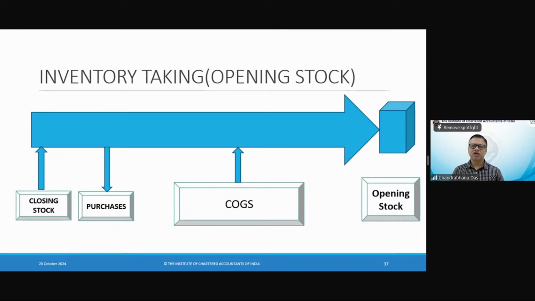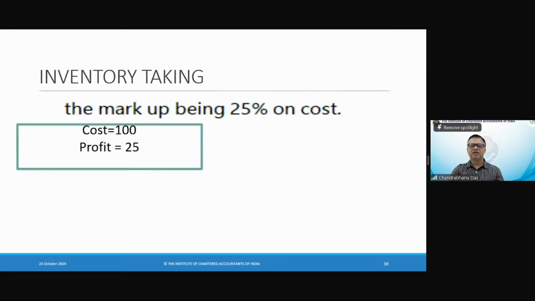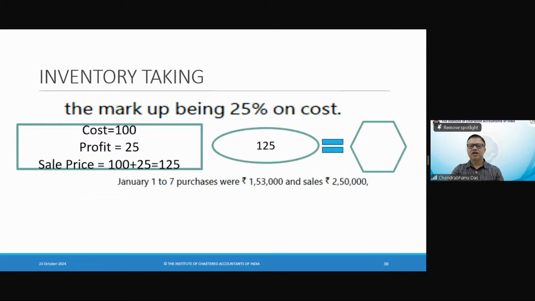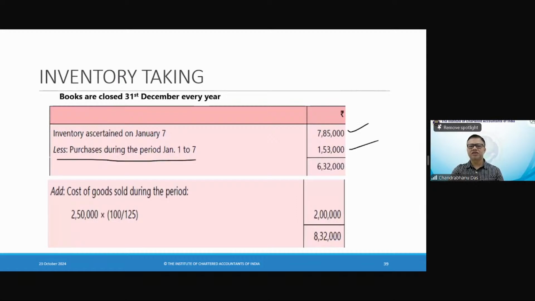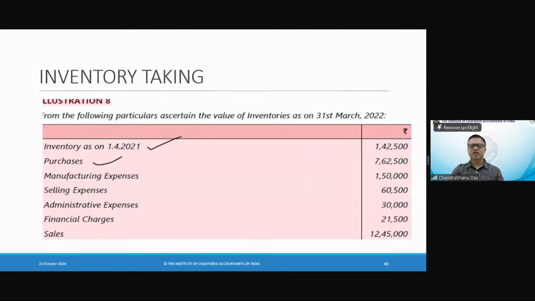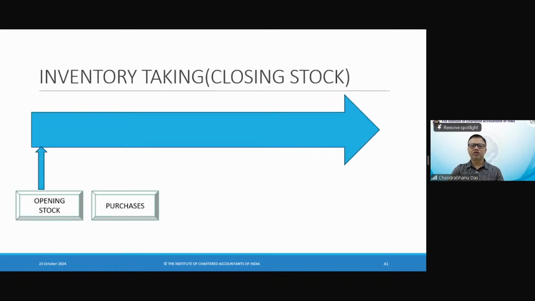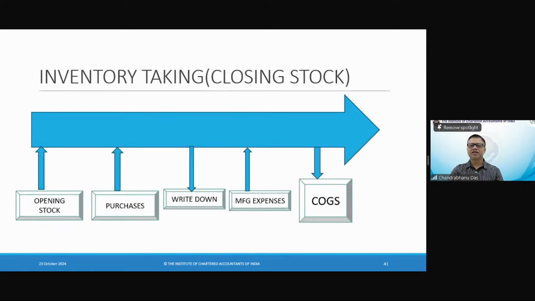So whenever questions come to find the opening stock, deduct the purchases and add the cost of goods sold, just the reverse of the closing stock. And we solve such types of questions with profit margin and the like. And closing stock is very easy. You have always done it. Opening stock and purchases, write down, add the manufacturing expense, and deduct COGS, because it is the goods going out of the premises, and then you get your closing stock.